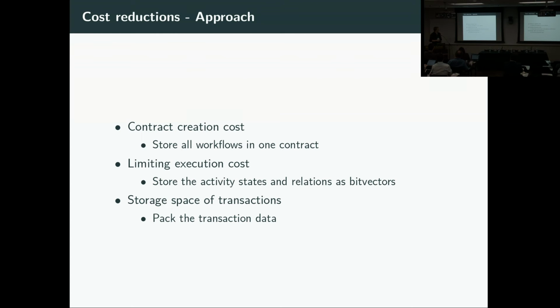So this is the approach we took to limiting the cost of running this DCR graph, in order to avoid this contract creation cost. The essential realization here is that the act of creating a smart contract, regardless of what data and what function it holds, has quite a big cost. So what we did was we modeled a smart contract which can hold multiple workflows and dynamically add new workflows to it, and store all of them in a single contract. We also wanted to limit the execution costs, bounded really, and we did this by storing the activity states and relations as bit vectors. I'll go into details on that in a moment. But doing this also enabled us to pack the data that was included in transactions on the Ethereum blockchain.